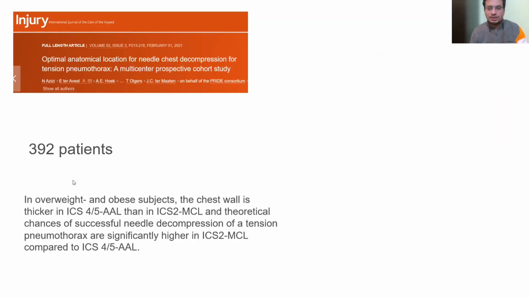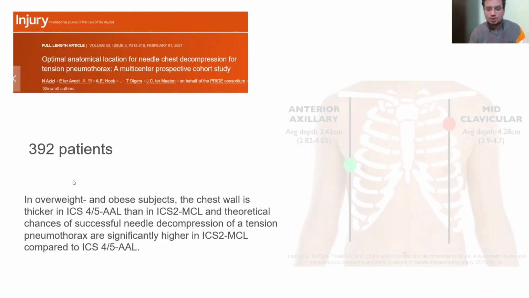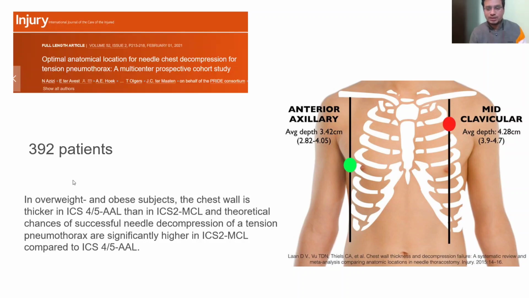Now there is a very good prospective multicentric cohort study published in the Injury journal to determine the optimal location for needle chest decompression for tension pneumothorax in about 392 patients which were enrolled in this study, and concluded that in overweight and obese patients, the chest wall is thicker in the 4th, 5th intercostal space in the anterior axillary line than in the 2nd intercostal space, mid-clavicular line.